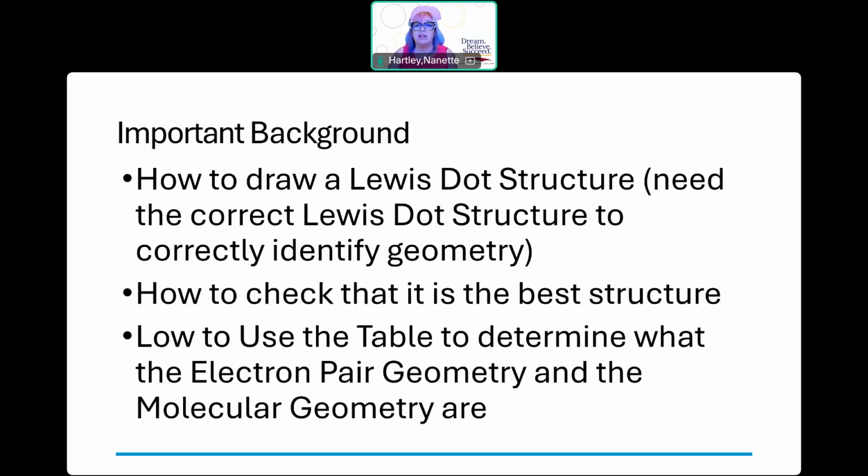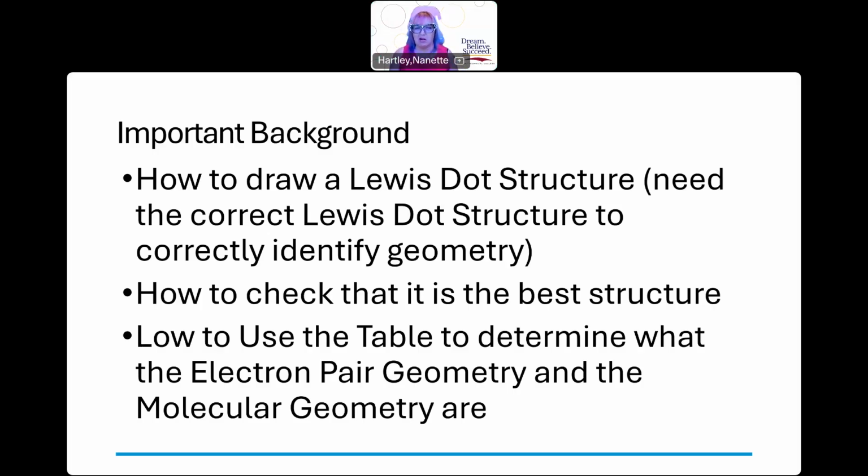So what are we going to need to do that? Well, that's a good question. We have to be able to draw a Lewis dot structure to be able to do this. We need to correctly identify that Lewis dot structure to be able to look at the geometry, because I need to know if there are lone pairs. If those lone pairs are there and I don't take them into account, then that affects the geometry that I should be seeing. So I need to know how to, 1, draw one, and 2, check to make sure it's the best structure. I also have to learn how to use a table to determine the electron pair geometry and the molecular geometry once I have that correct Lewis dot structure. So that's the important background that I need.